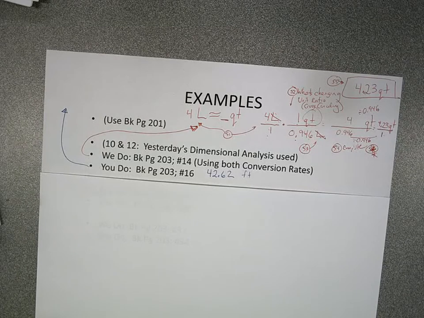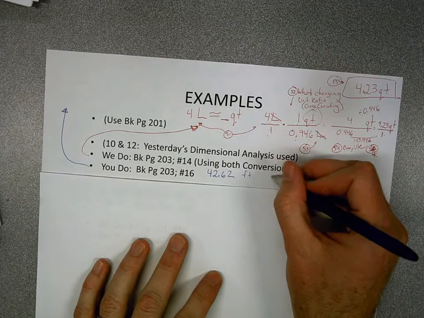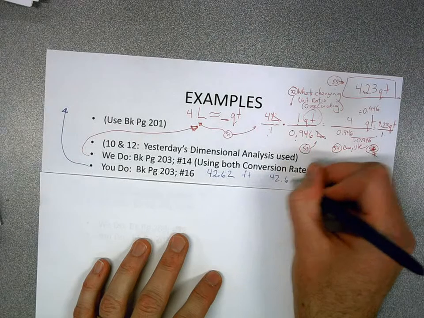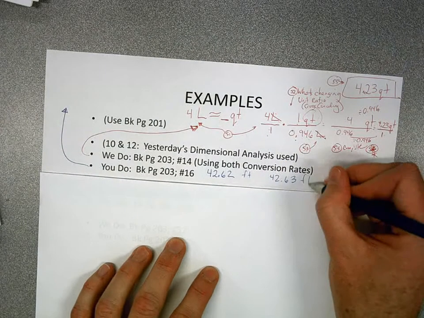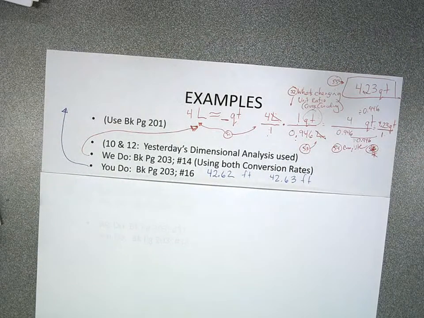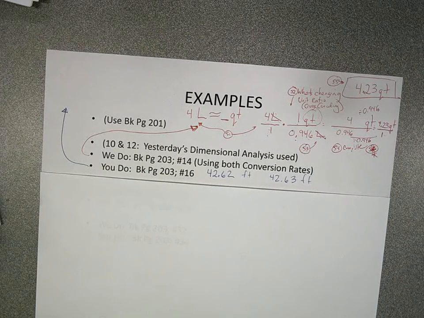What else is out there? 42.63. 42.63, 42 and 63 hundredths feet. Agree, disagree with that one? Oh, okay. So it seems like the people that disagreed before are now agreeing for the most part. So it looks like those are two of the most popular answers. So guess what? It looks like you guys agree on how to do the problem. We're disagreeing on how to round. That's exactly what I was talking about. Guys, we have to learn how to round. Here we go again. All right?